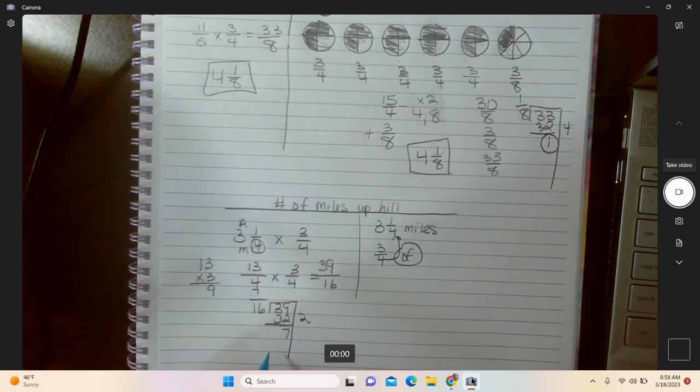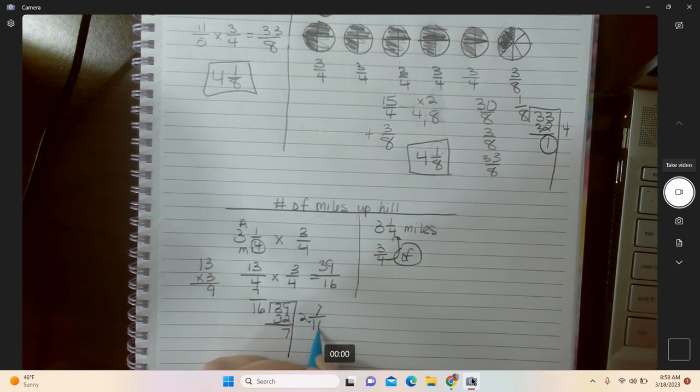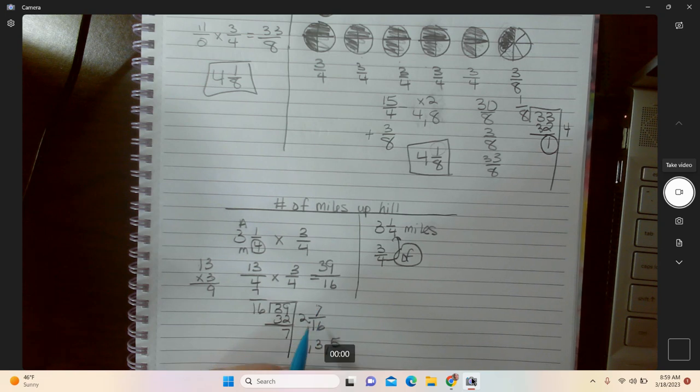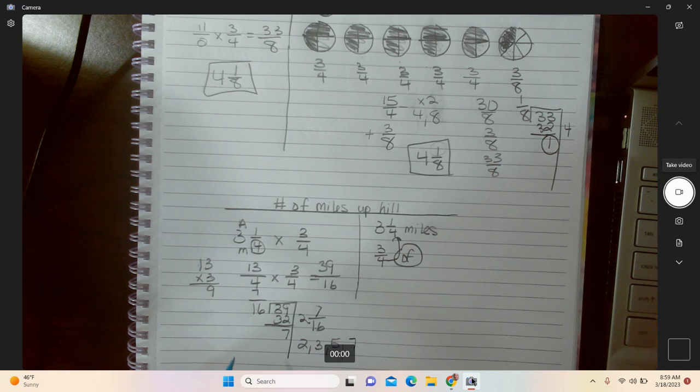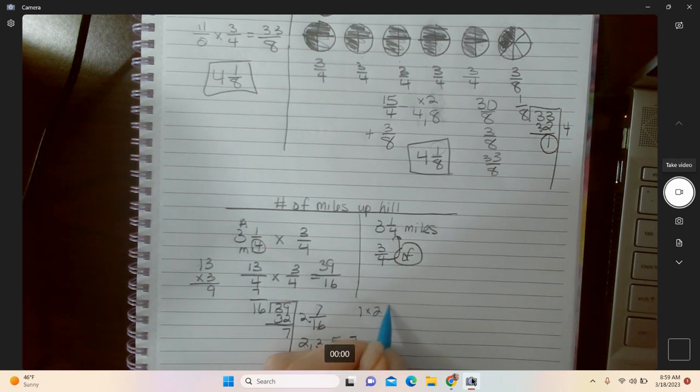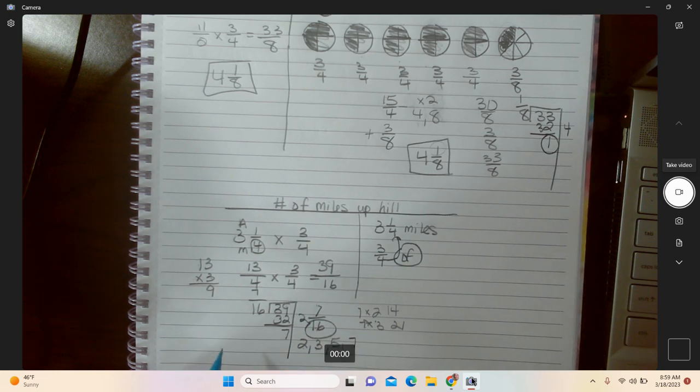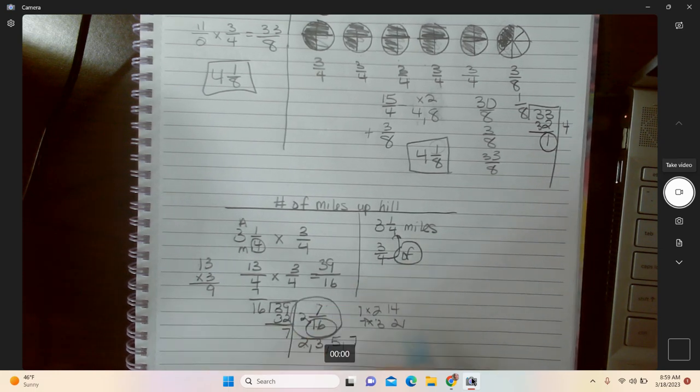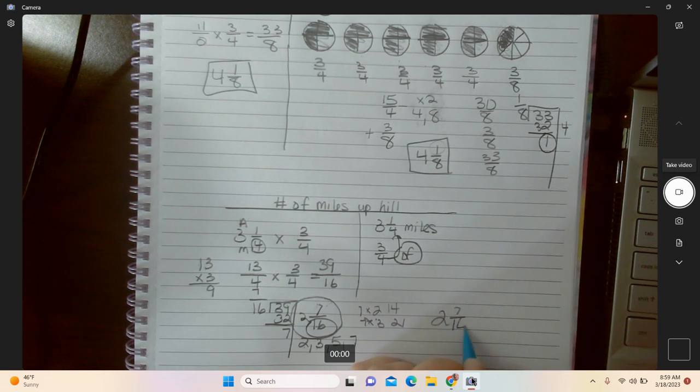2 and 7/16. Can this be simplified? I can't divide 2 by 7. Oh, wait, 7's a prime, so nothing is going to divide by 7 except for 7, right? So let's see if 16 can be divided by 7. 7 times 2 is 14. That doesn't work. 7 times 3 is 21. So there are definitely no 7s in 16. So that means we can't do anything to simplify this. Our answer is 2 and 7/16.